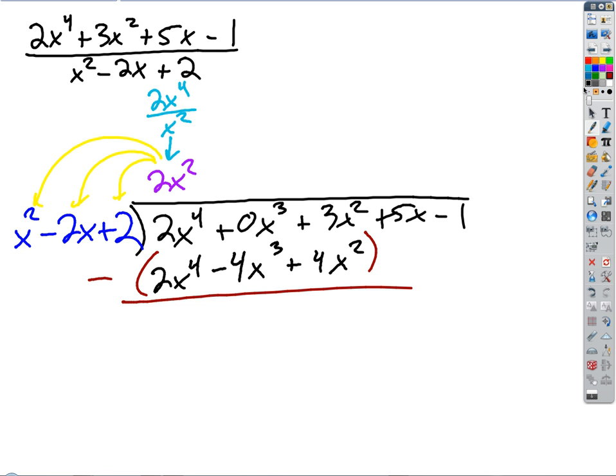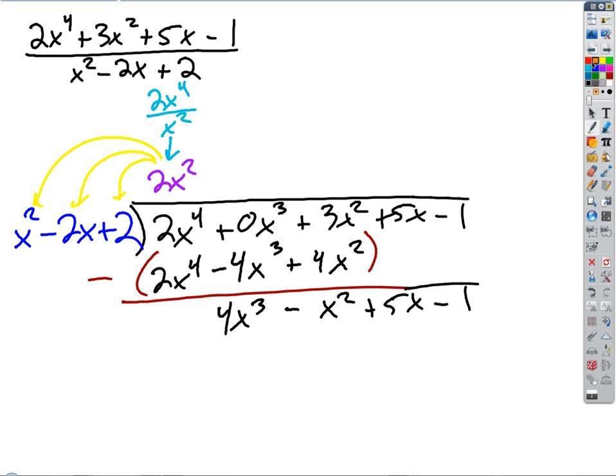So if I subtract vertically, that minus that goes away, right? 0x cubed minus negative 4x cubed is what? Positive 4x cubed. You see how it'd be easy to make that a negative sign if you weren't being careful? Okay, so you always put that negative sign out there to remind you. 3x squared minus positive 4x squared is negative x squared. And now you just bring down the rest and do what? Start over.